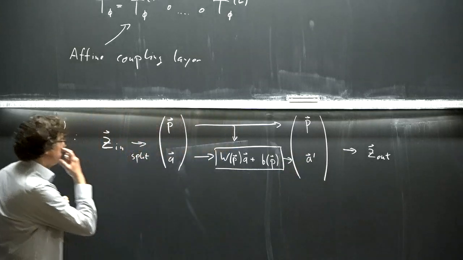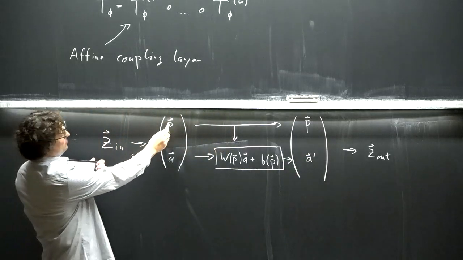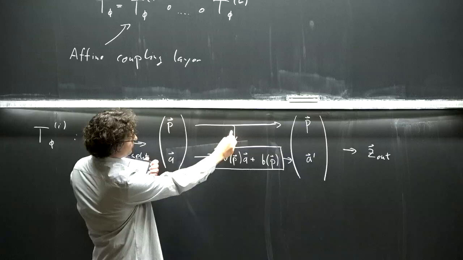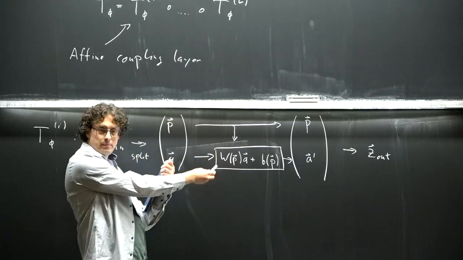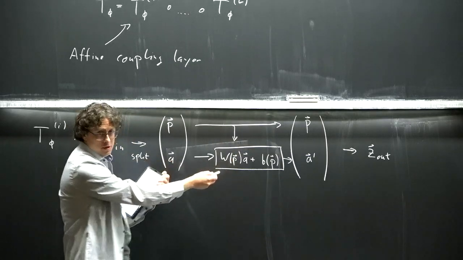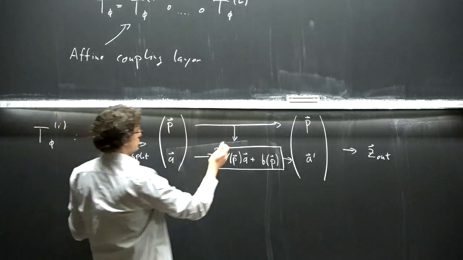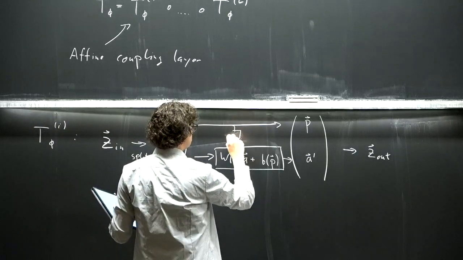So P comes in, the passive part. It has now a nonlinear mapping onto some matrix. And this mapping can be nonlinear, so it can be parameterized by a neural net. Let me put a little neural net here.